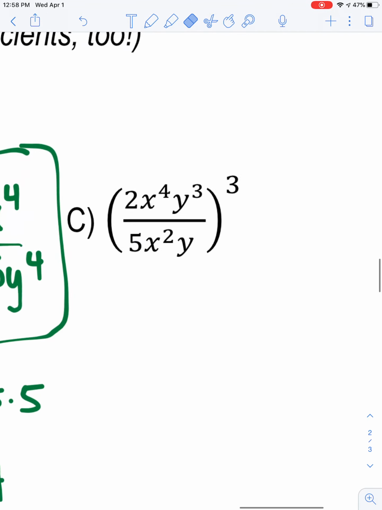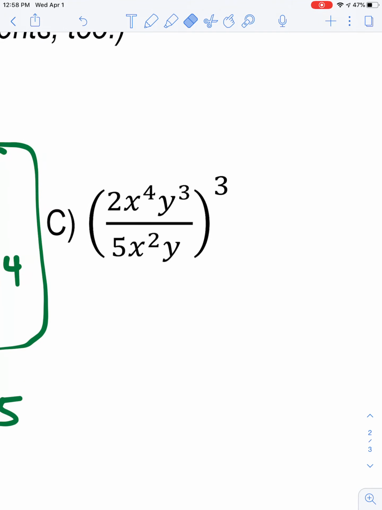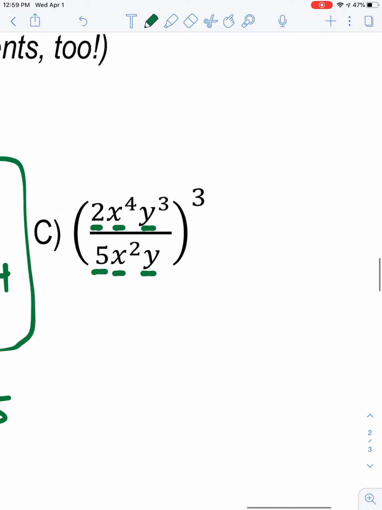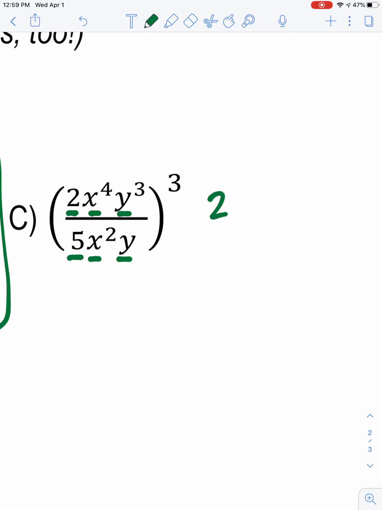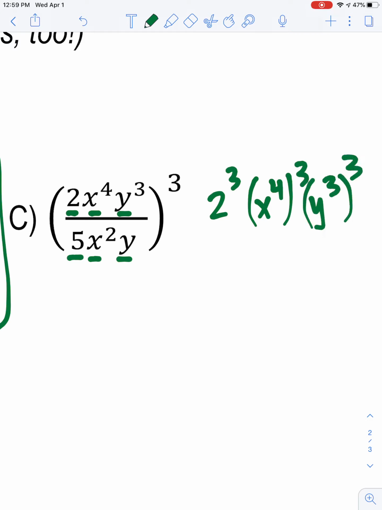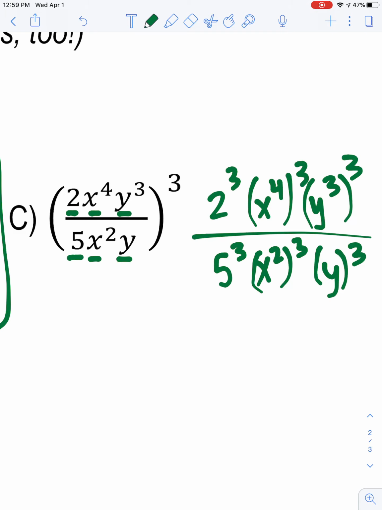Okay. Last one here, I have in the numerator a 2, an x, and a y that are all bases. Down here a 5, an x, and a y that are all bases. So there's 6 pieces to this problem that have to all be raised to the 3rd power. I would say this step is optional. You can start by taking your 2 to the 3rd, your x to the 4th to the 3rd, your y to the 3rd to the 3rd, and then on the bottom, 5 to the 3rd, x squared to the 3rd, and y to the 3rd.